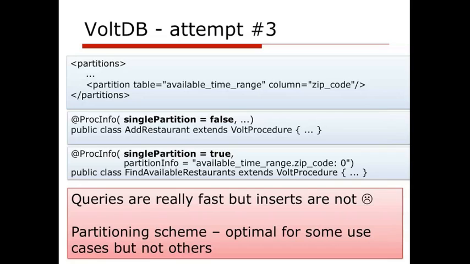So then I switched it around and picked a different partition scheme that made finding available restaurants a single partition stored procedure. That meant the queries were really fast, like 20, 30 times faster than MySQL, but it turned the adding of restaurants into a multi-partition stored procedure, which really slowed down the inserts. So we end up in a situation where we can't find a partition scheme that's really good for both queries and inserts. We have to pick which one we want to optimize for, which may or may not be good for your application. You could argue that in many applications you want to optimize queries, but that really depends.